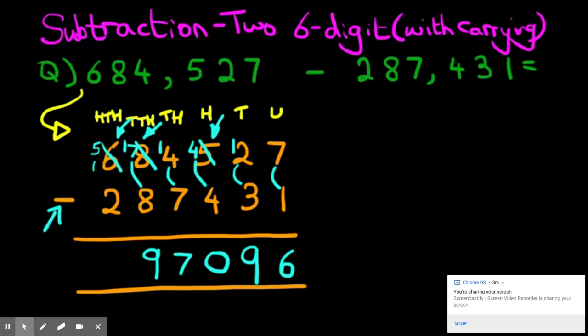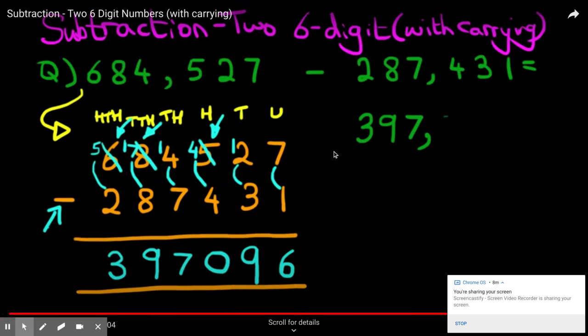Likewise, 500,000s minus 2. Do I have enough? Yeah. It's bigger on top. Don't stop. 5 minus 2 is 3. So the difference of 684,527 minus 287,431 is 397,096.